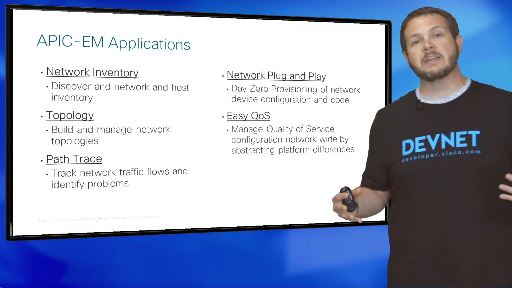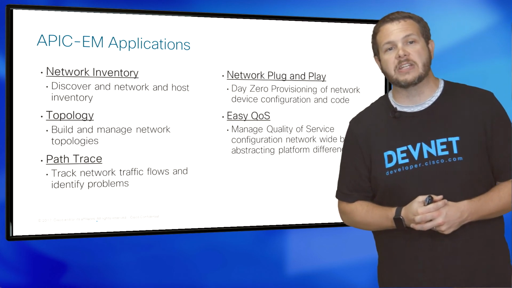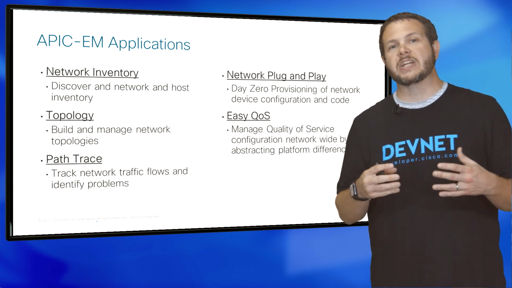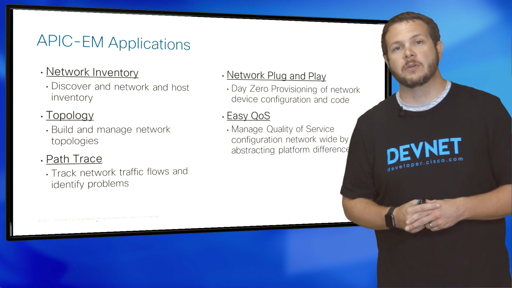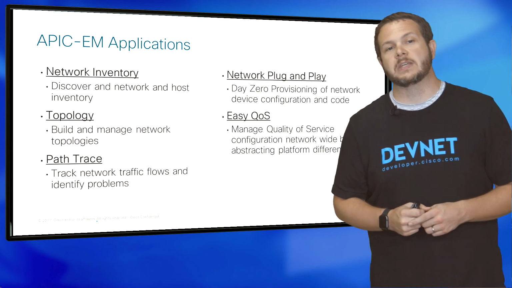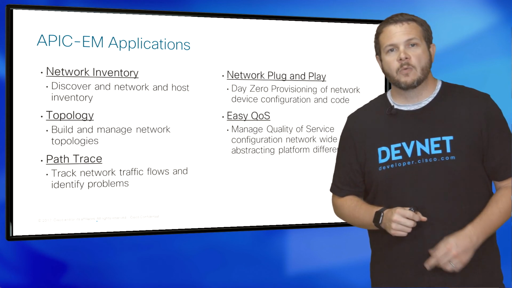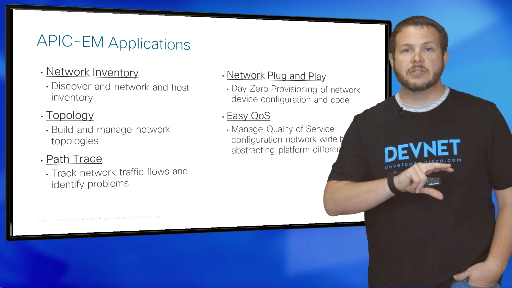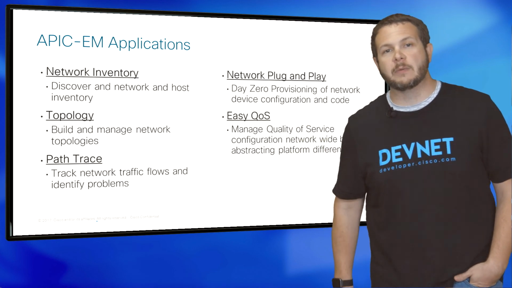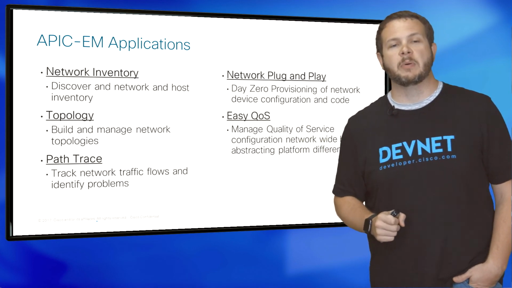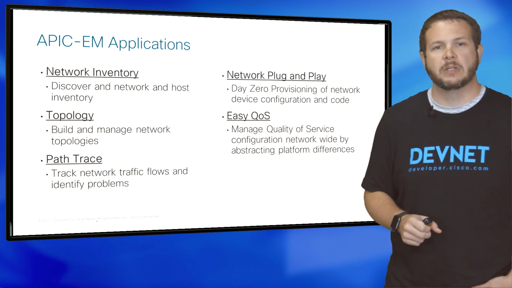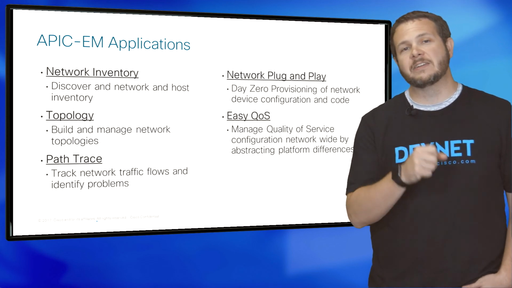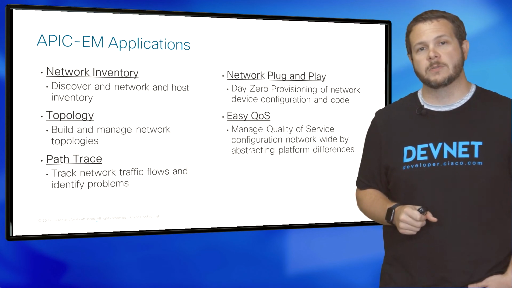If you're interested in how that inventory is connected together, the topology application will build and manage dynamic network topologies inside of the GUI, or you can do that yourself using the API calls. Wanting to understand how traffic will actually flow across your network in real time when considering all of the elements that would go into policy, the path trace application will let you track those network flows and identify problem areas that may be causing issues.